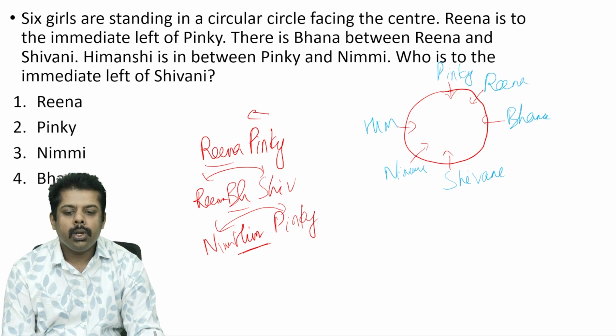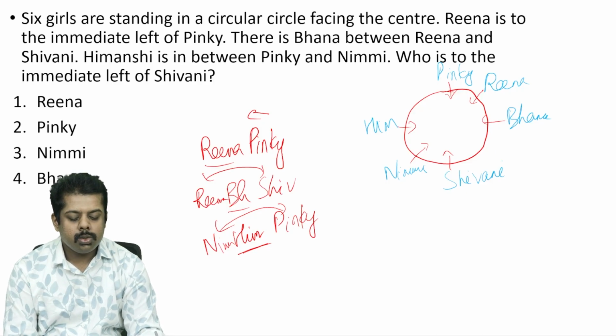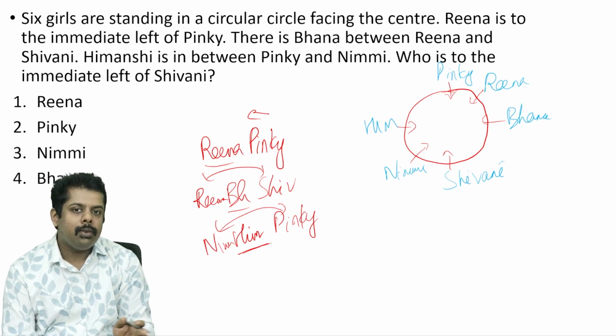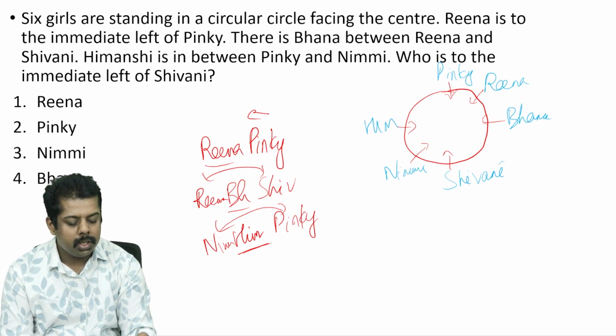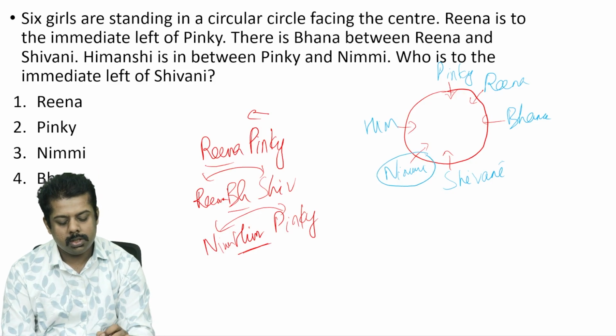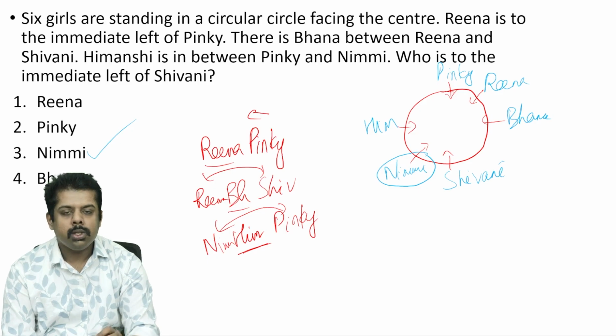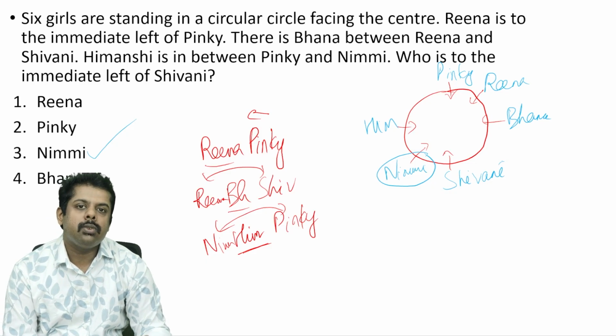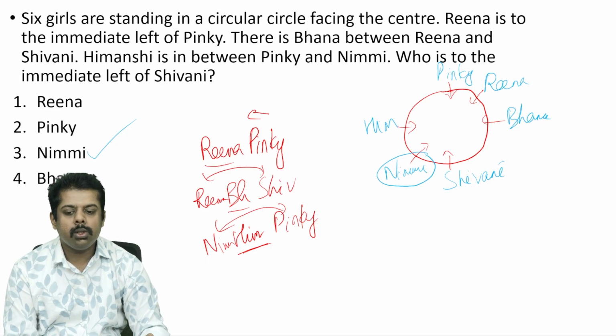Now what we can do is try and answer the question. So what was the question here? Who sits to the immediate left of Shivani? As we know, left here is clockwise. So immediate left means who is sitting here? Nimki is sitting. So that is the answer here. So the answer has to be option 3. Third option is the right one. Third option, Nimki is the final answer. So hope that you got it.